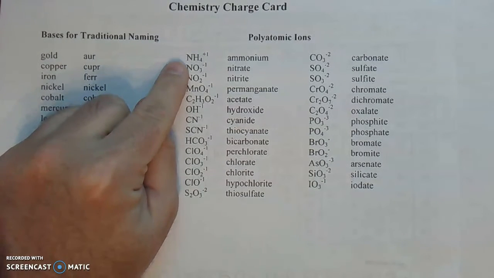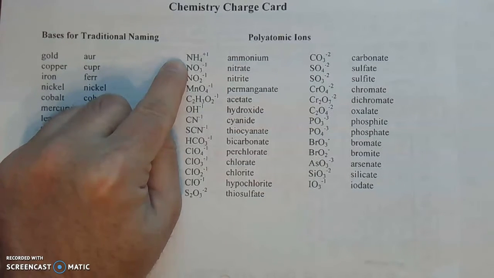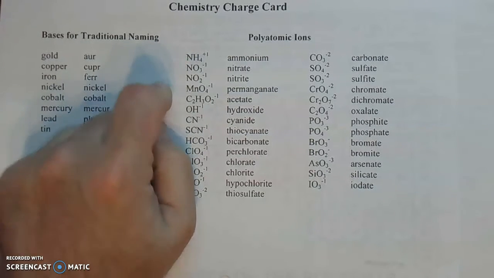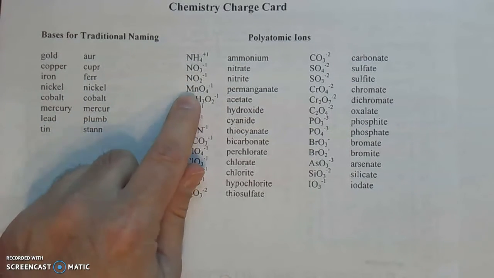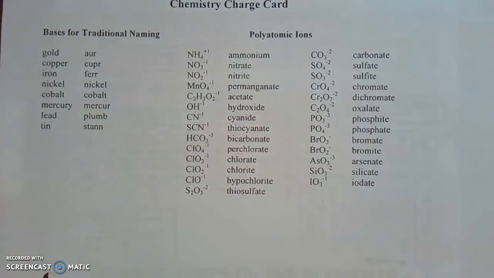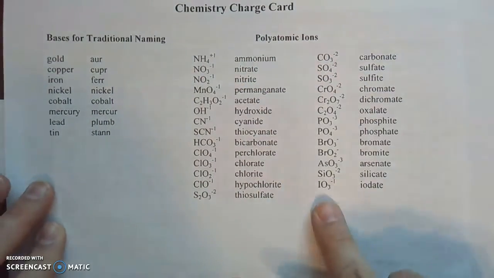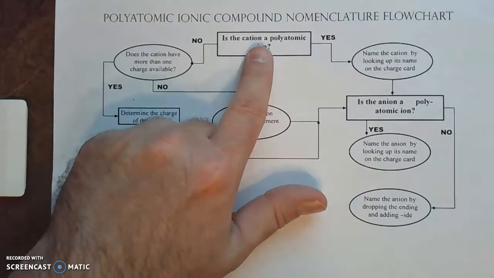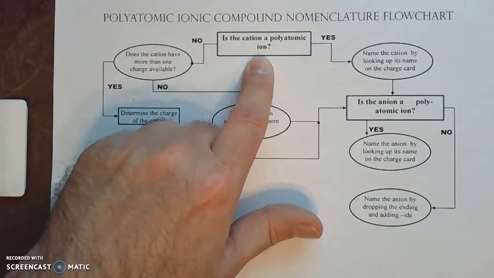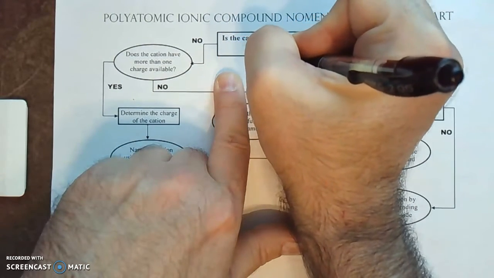With this, we can see that we only have one here that is positive, and that is ammonium, NH4, and that group has a positive 1 charge. And then we have things like nitrate, nitrite, permanganate, acetate, hydroxide. So this group acts like a single ion. When we go to name these, all have a charge. So we're going to start here. Is the cation a polyatomic ion? The only one that we have is NH4, ammonium.